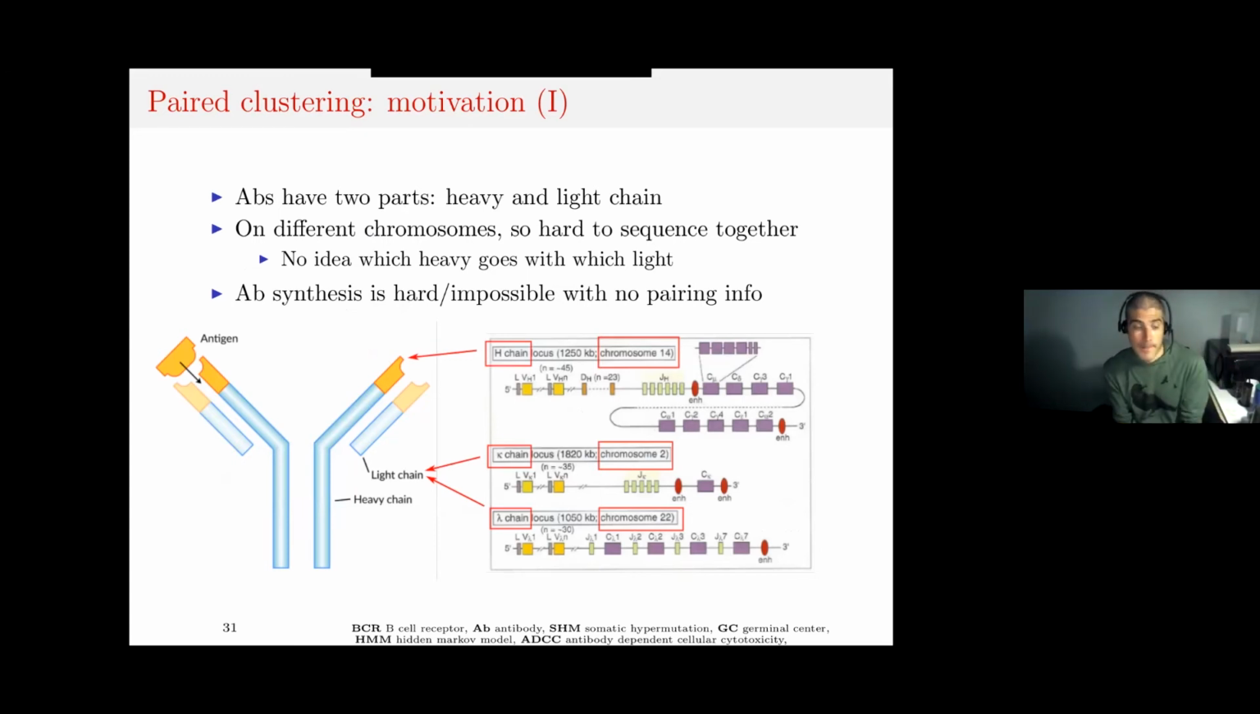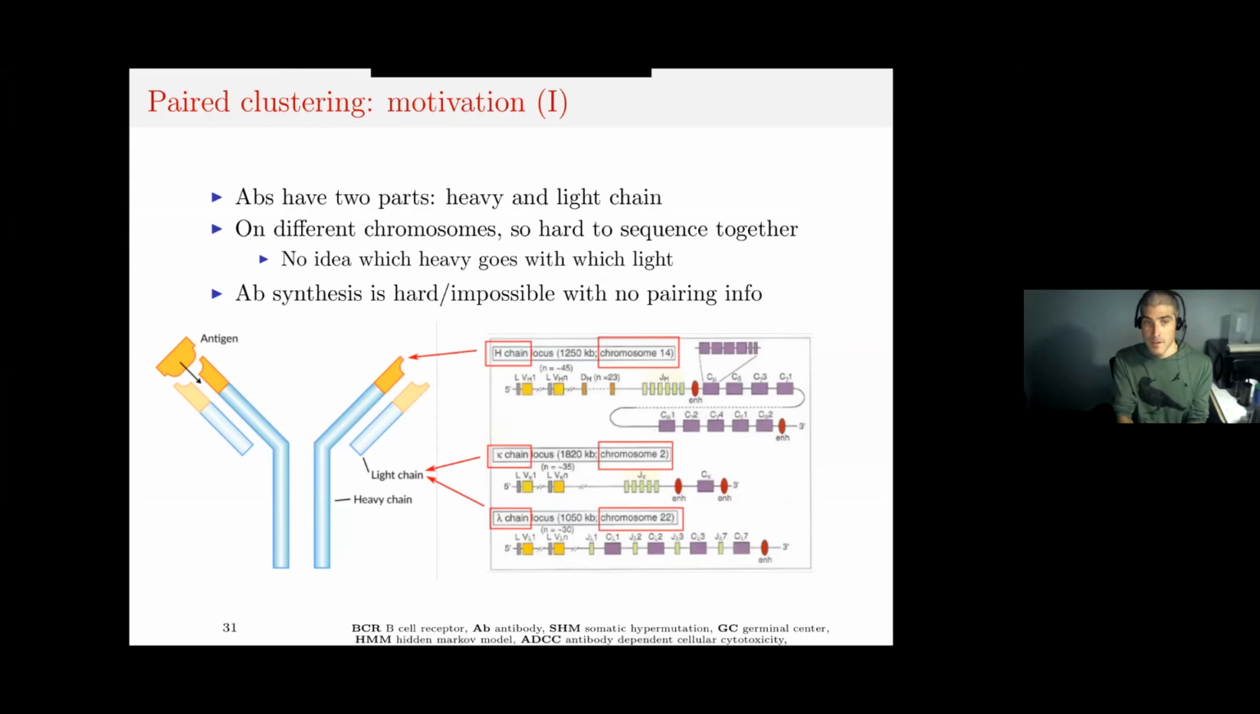Okay, so now we're going to put our method development hats back on for a bit. Antibodies have 2 parts: the heavy chain and the light chain. The locus coding for the heavy chain and the 2 different light chain loci, the kappa and the lambda, are on 3 completely different chromosomes. So that means that for basically all the deep sequencing data we've gotten over the last 10 years or so, we've had no idea which heavy chain pairs with which light chain.